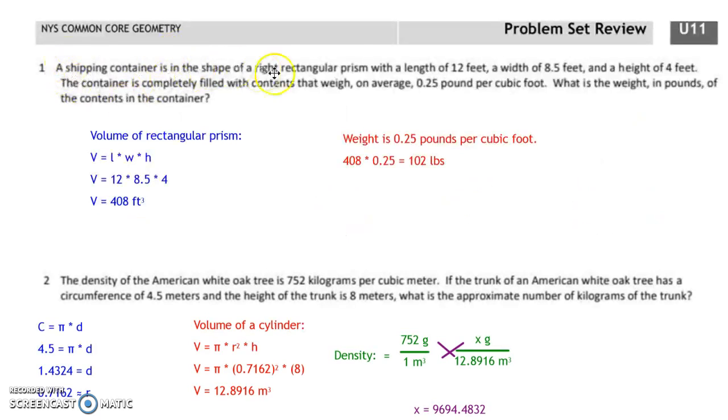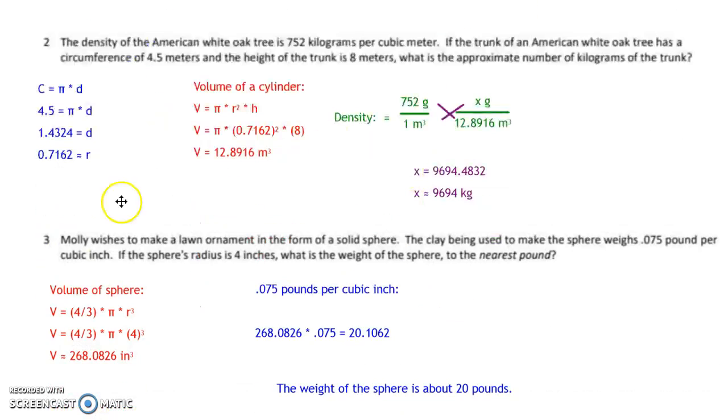So, question number 1, I think this is the last problem set that you had to do. It gives us a couple of pieces of information about the rectangular prism, so we found the volume. And then if we know that the weight is 0.25 pounds per cubic foot, well, this is cubic feet, so I'm going to multiply this by 0.25. 102 pounds is my answer.